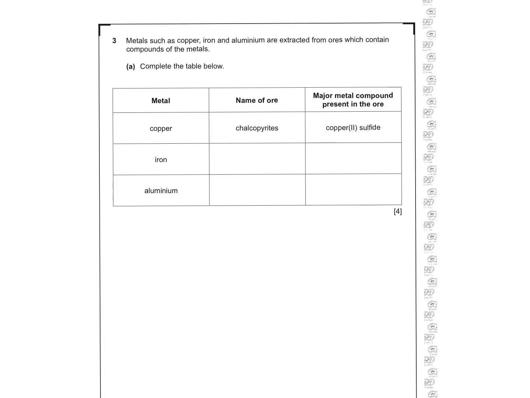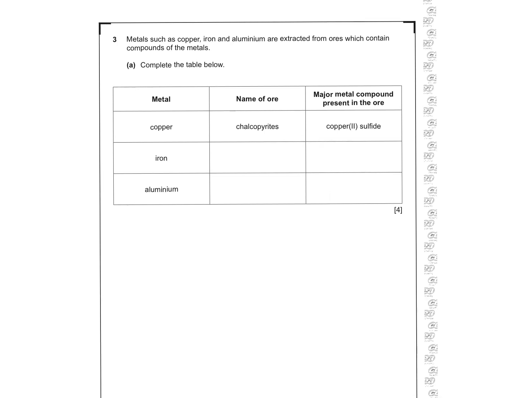Okay, on to question 3 then. We have to name the ores of a couple of these metals. Well, the main ore of iron is hematite, and the main metal compound present is iron 3 oxide, and the 3 is important, so don't just say iron oxide, because you can have iron 2 oxide, but it's iron 3 that's present. And the ore of aluminium is bauxite, and its main metal compound is aluminium oxide.